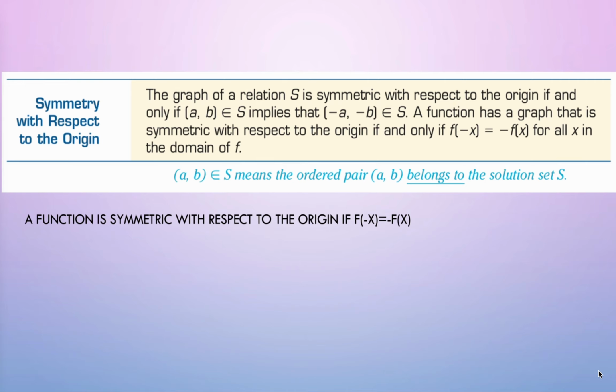So again, the formal definition of symmetry with respect to the origin. The graph of a relation S is symmetric with respect to the origin if and only if some point (a, b) is an element of S implies that (negative a, negative b) is also an element of S. A function has a graph that is symmetric with respect to the origin if and only if f of negative x equals negative f of x for all x in the domain of f.